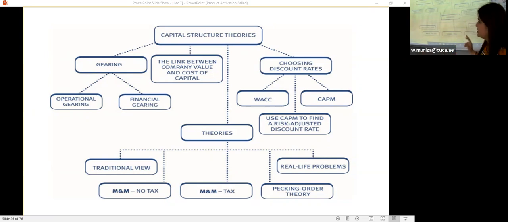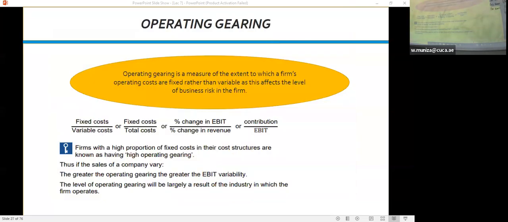In this chapter, we are going to discuss about the gearing. What is the meaning of gearing? Basically, the ratio of debt to the equity in the company. We are going to be discussing about two types of gearing: operating gearing and financial gearing. We are going to discuss the link between company's value and the cost of capital. We are going to discuss about different theories related to the risk. We are going to be discussing about choosing the discount rates, in which situations we have to select RAB, in which situations we have to select CAPM, and when to use CAPM to find a risk-adjusted discount rate. So we are going to discuss all these things.